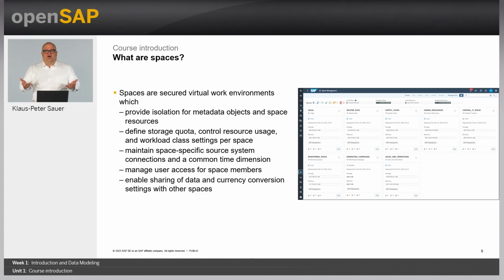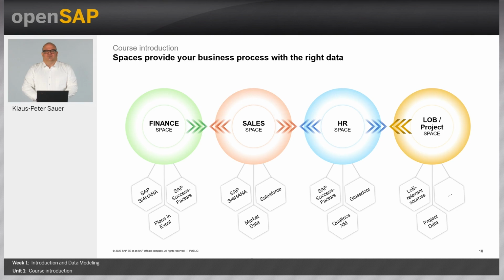So spaces help you to isolate objects and assign resources like space quota and workload settings and others. Spaces also hold system connections, as well as space-wide time dimension settings or settings for currency conversion. So a system can hold many spaces, for example, one for finance, for sales, or for HR data. Also project or line of business specific spaces are possible. This really depends on your needs. So each can have different connections, but let's have a look at the system, how to do that.